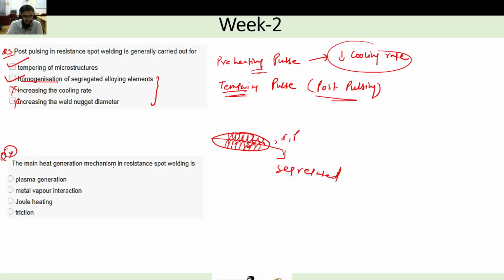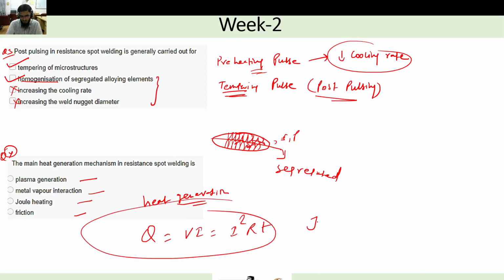The main heat generation mechanism in resistance spot welding is plasma generation, metal vapor interaction, joule heating, or friction. So what is the principle behind heat generation? In the question it is asking the principle behind heat generation. So heat is nothing but Q equal to VIt or I squared Rt. So this is nothing but Joule's law. So the main principle in resistance spot welding is joule heating, not the friction or metal vapor or plasma.